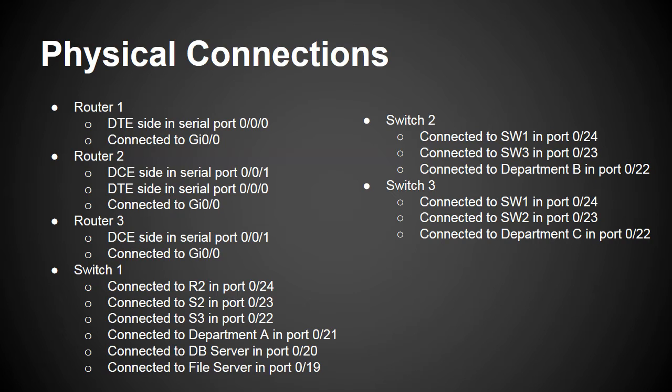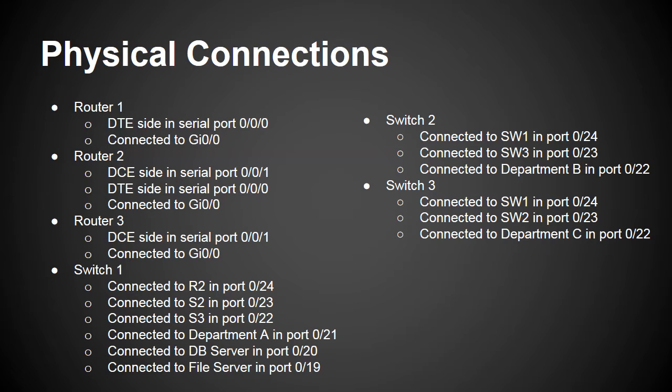For the physical connections, Router 1 DTE side in serial port 0 and connected to gigabit 0. Router 2 DCE side in serial port 1 and the DTE side in port 0, connected to gigabit 0. Router 3 DCE side in serial port 1 and connected to gigabit 0.